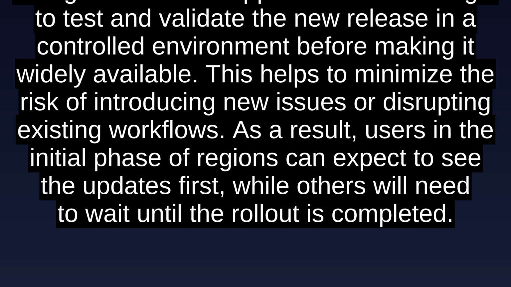The gradual rollout approach allows Google to test and validate the new release in a controlled environment before making it widely available. This helps to minimize the risk of introducing new issues or disrupting existing workflows. As a result, users in the initial phase of regions can expect to see the updates first, while others will need to wait until the rollout is completed.